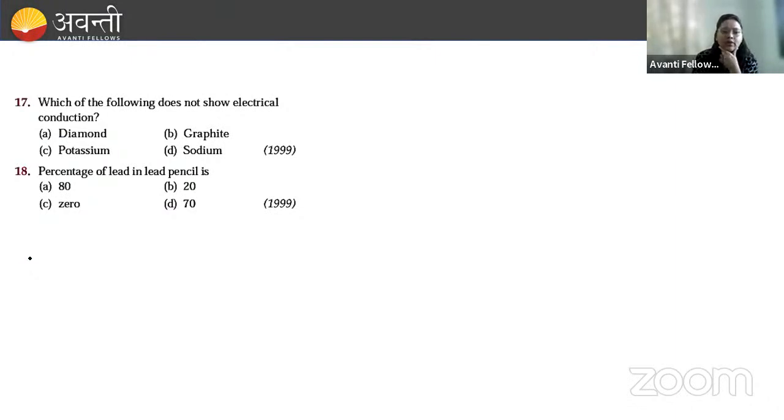So next problem, which of the following does not show electrical conduction? Can you tell me the answer? Very, very simple. Diamond, graphite, potassium and sodium, which does not show electrical conduction? Graphite shows electrical conduction, potassium shows, sodium shows. Out of these we have to find which will not show the electrical conduction. Diamond, graphite, sodium and potassium. Answer me.